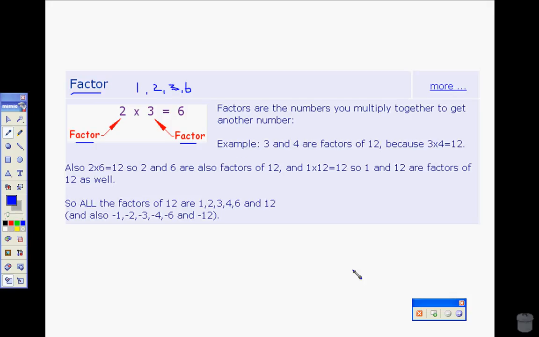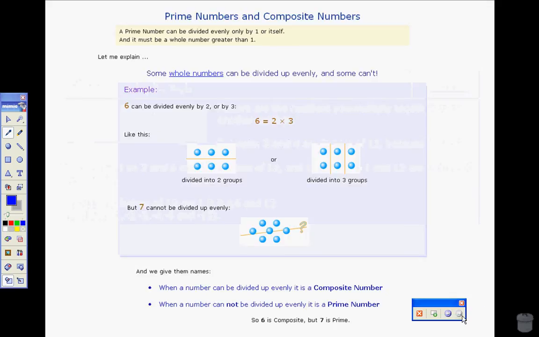It's important to know what a factor is, because when we start talking about prime numbers, they basically only have 2 factors, and that's itself and 1, which means there are only 2 numbers that will divide into a prime number. That's itself, and 1 goes into any number because you can just multiply the number by 1 to give itself. If it's not a prime number, it's what we call a composite number. So if we can divide it evenly, it's a composite number.